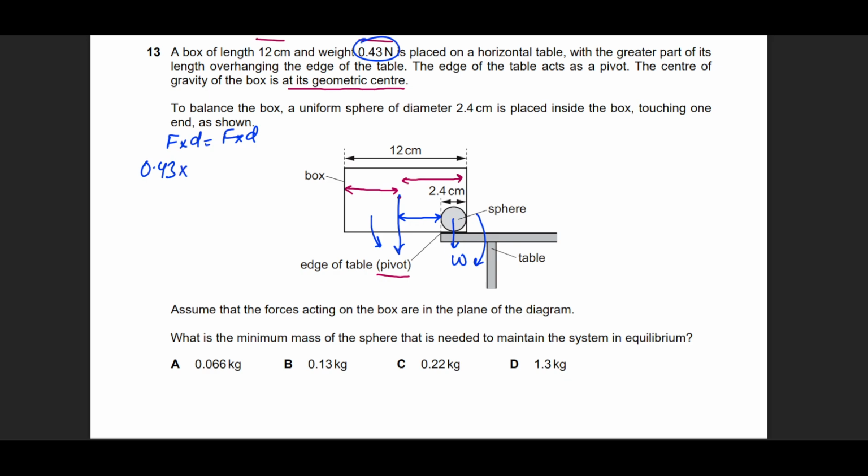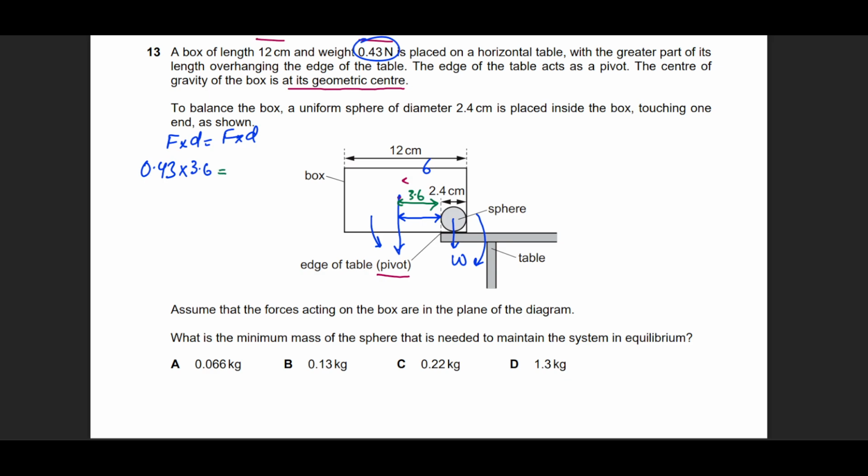So 0.43 multiplied by distance, how are you going to find this out? You see, this is actually 6. 6 minus 2.4 is going to give you 3.6 for this one. So how far away is it from the pivot? It's 3.6. Let me erase the rest of them so that it becomes a bit clearer. Okay, all right. So we figured out the anti-clockwise.